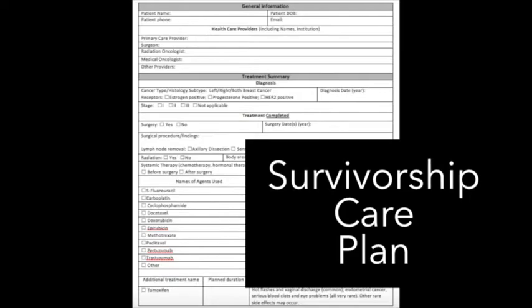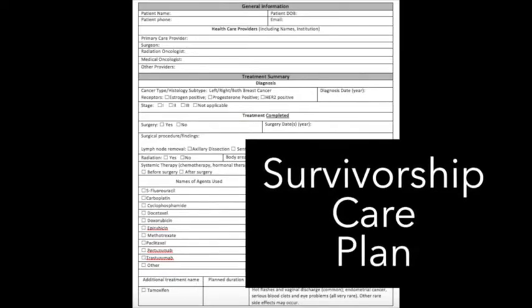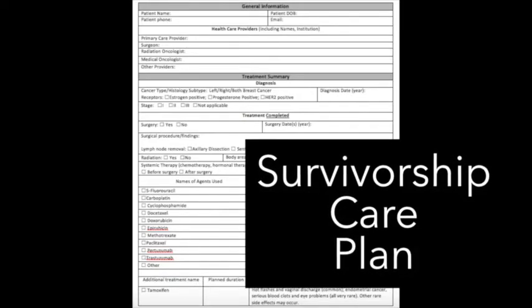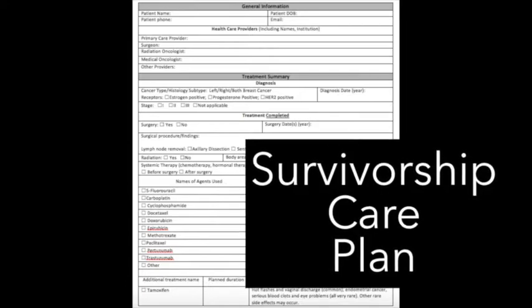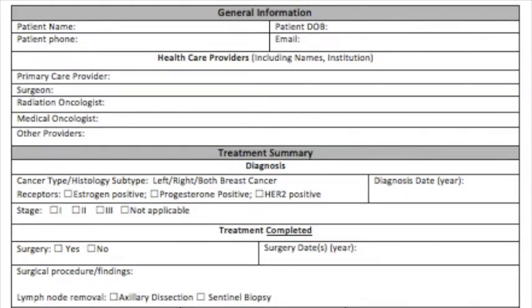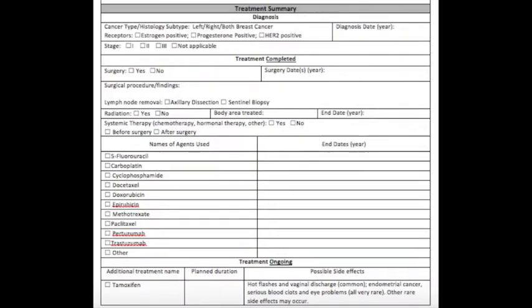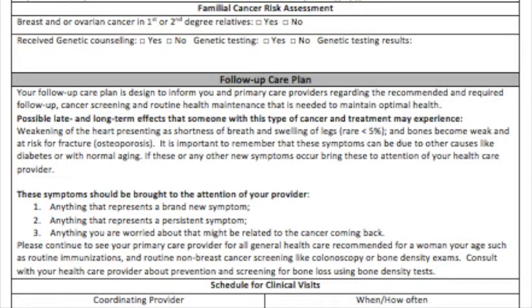Breast cancer is the leading cause of cancer in Idaho, so let's briefly look at the American Society of Clinical Oncology's breast cancer survivorship care plan. At the top of the template is the patient's general information, including the patient's name, date of birth, phone number, and email address. The next section is the healthcare provider's information, including names and the institution. Then the cancer treatment summary. The treatment summary includes the diagnosis, treatment completed, ongoing treatment, and familial cancer risk assessment.